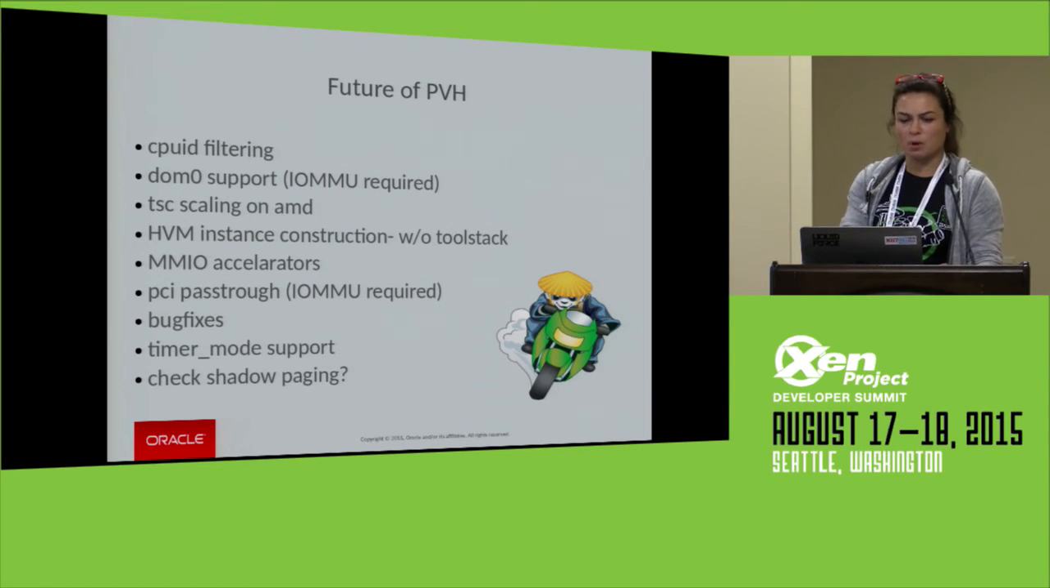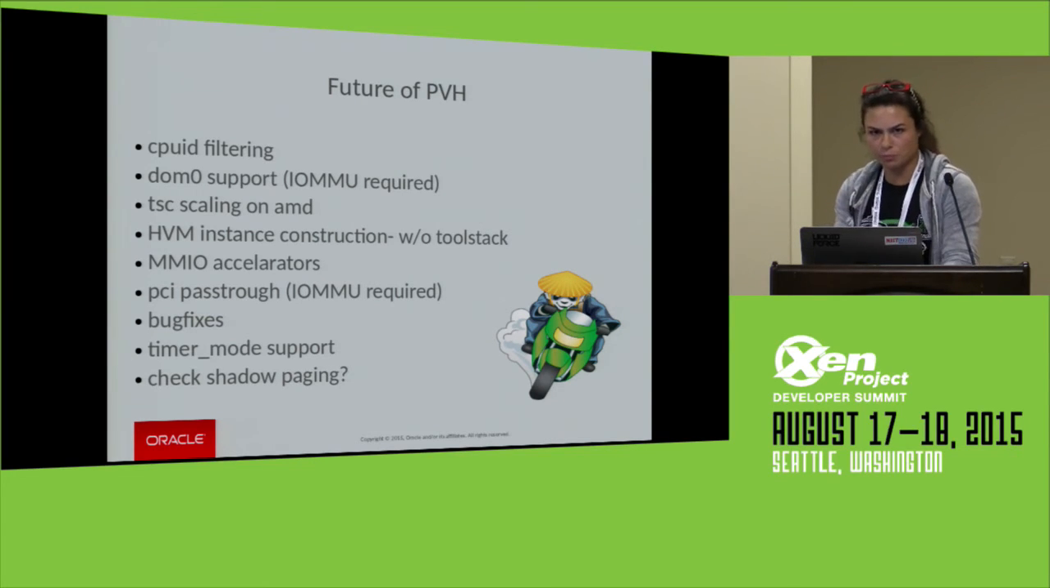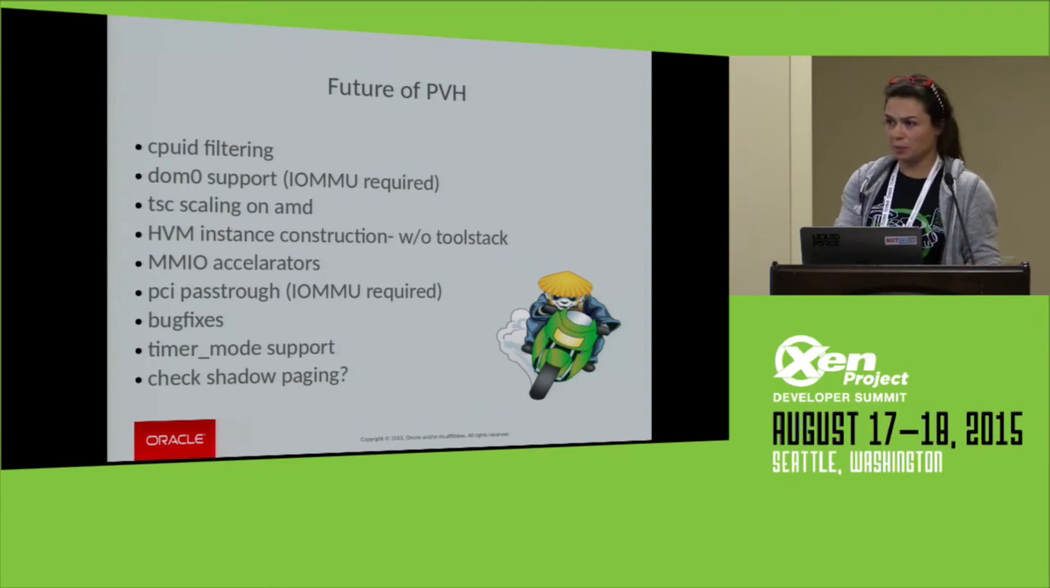MMIO accelerators are another part, because right now the PVH guest is built as HVM and uses the old MMIO accelerator paths, which demonstrate suboptimal performance. There's been discussion going on on the xen-devel list. I think we have some understanding of how it should be done, but that might change as well. Who knows? PCI passthrough also requires some work. And of course, bug fixes.